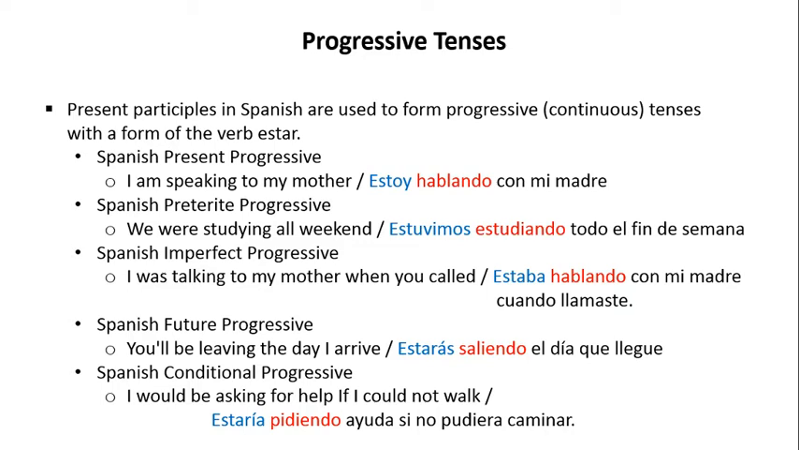For the Spanish preterite progressive, an example is, we were studying all weekend. Estuvimos estudiando todo el fin de semana. An example of the Spanish imperfect progressive is, I was talking to my mother when you called. Estaba hablando con mi madre cuando llamaste. An example of the Spanish future progressive tense is, you'll be leaving the day I arrive. Estarás saliendo el día que llegue. And lastly, an example of the Spanish conditional progressive tense is, I would be asking for help if I could not walk. Estaría pidiendo ayuda si no pudiera caminar.